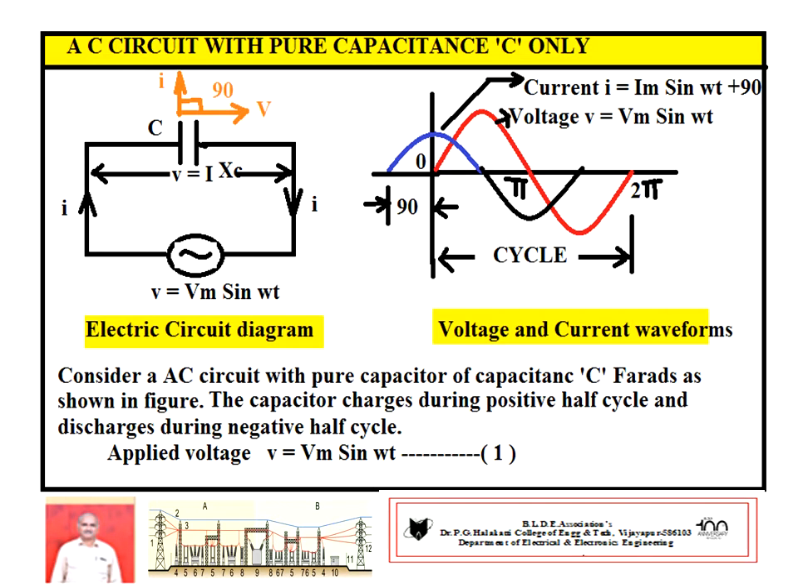So consider a capacitor of capacitance C farads connected across an AC voltage source V equal to Vm sin omega t, as shown in the figure, which results in the flow of alternating current I amperes through the circuit. Let us consider the applied voltage to be the instantaneous AC voltage. It is V equal to Vm sin omega t. You call this equation number 1.